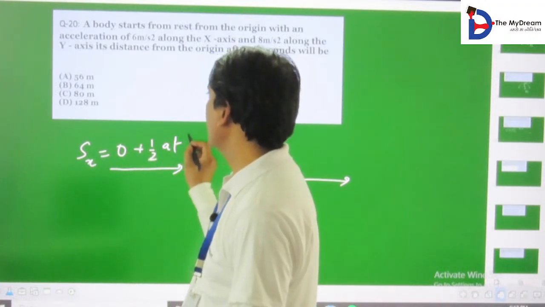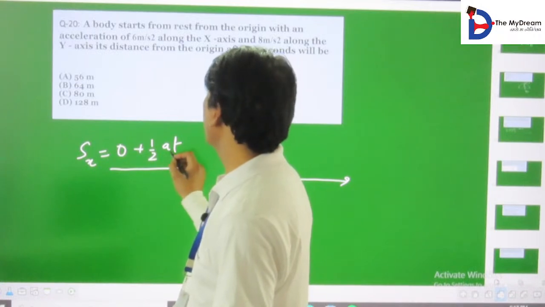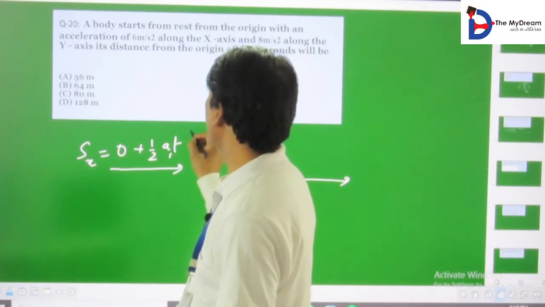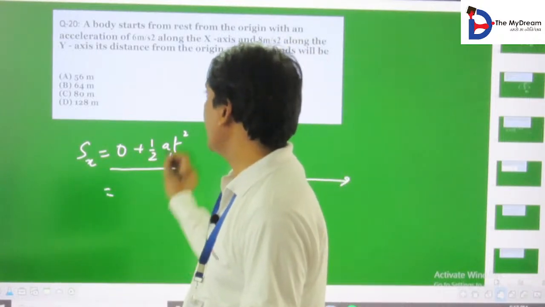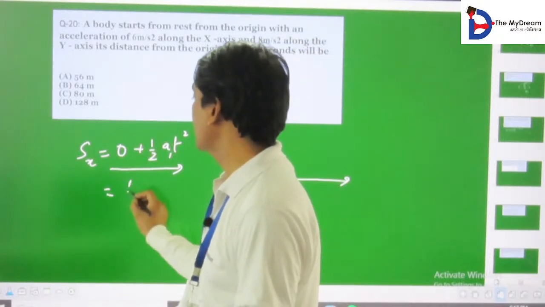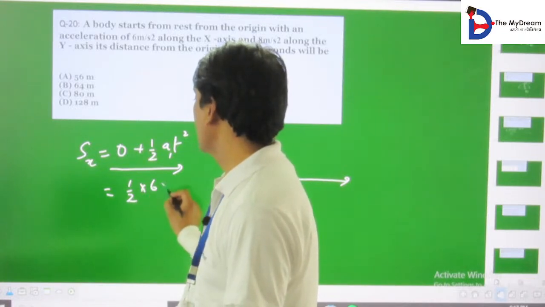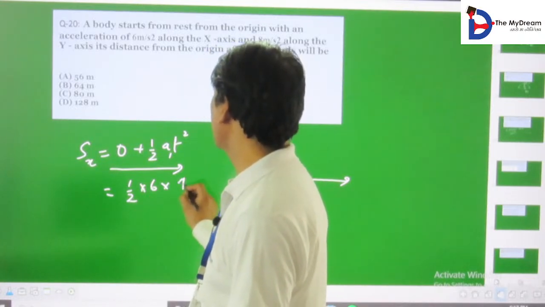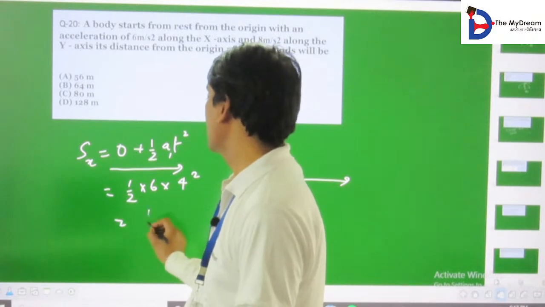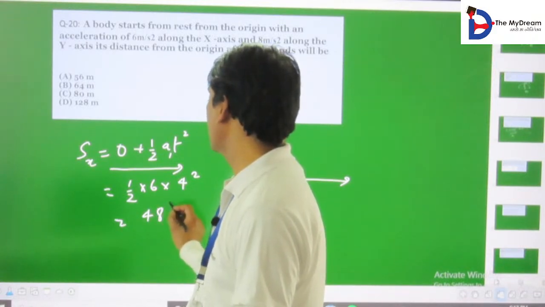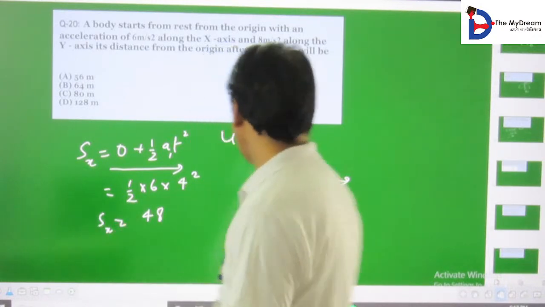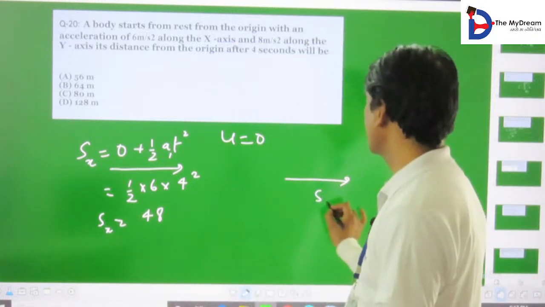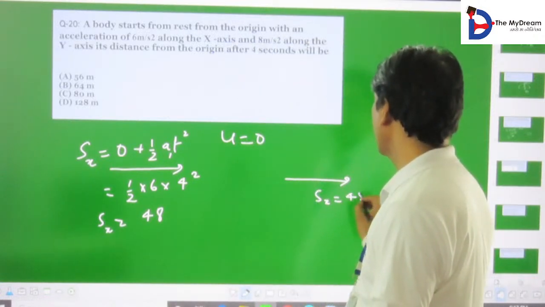A1 लिखिए आपको इसको, टाइम तो दिया आपको. A that is of 6, time duration is of 4, 48, yes, 48, x-axis square, 48 meter.